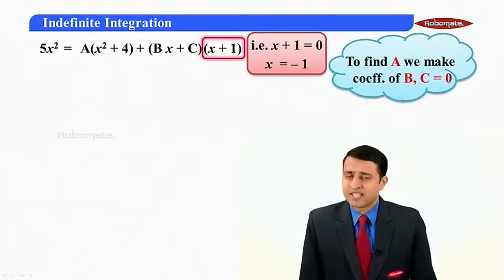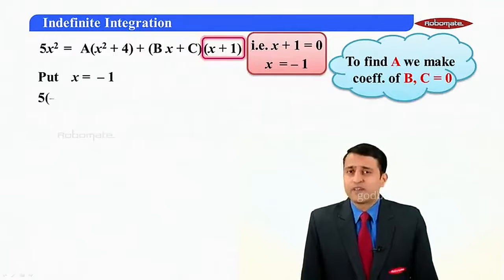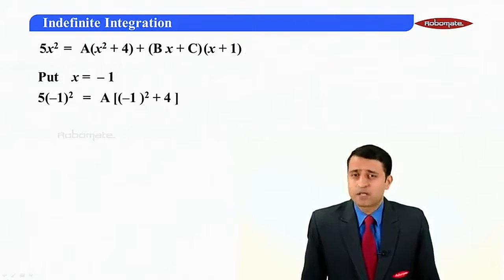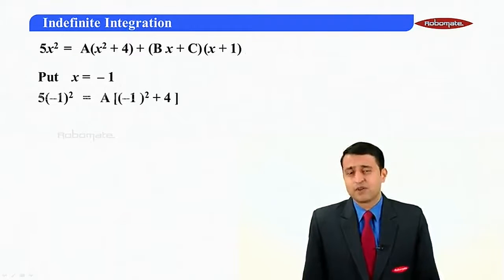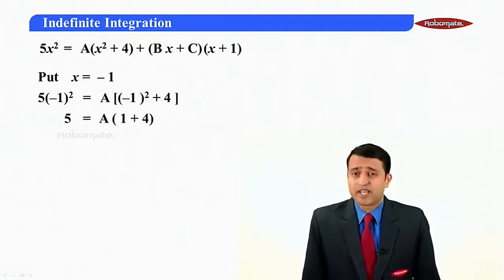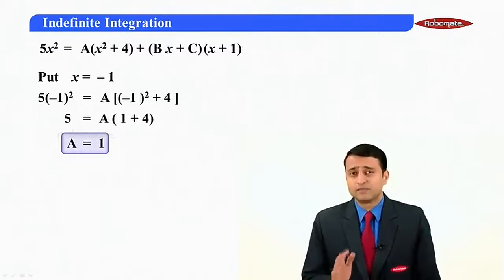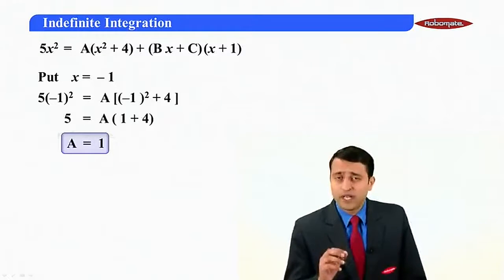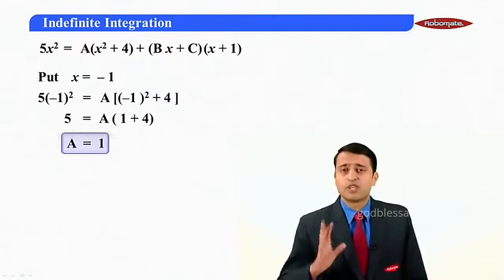So let us substitute x as minus 1. We get 5 into minus 1 square is equal to a into minus 1 square plus 4. The remaining terms will be multiplied with 0, so they are as good as redundant. So can I say 5a is equal to 5, or can we say a is equal to 1? Perfect.